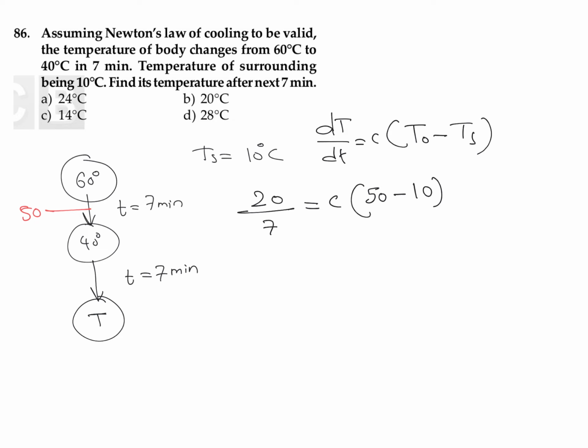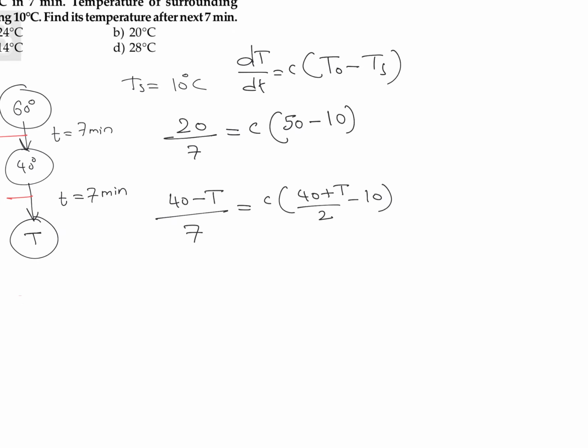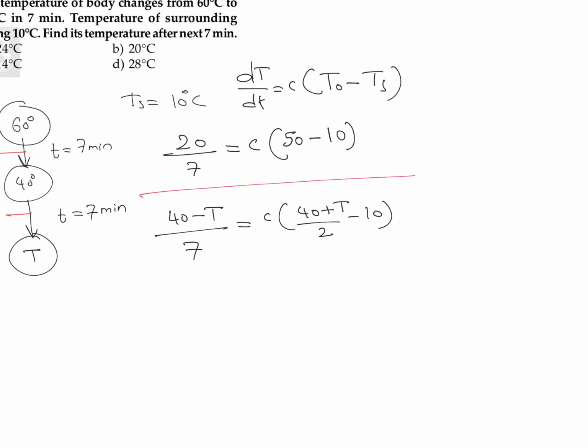Now in the second situation, the difference in temperature is 40 minus T, because we assume that the final temperature is T, divided by the time taken, 7 minutes, is equal to a constant into the average value. So the average value is going to be 40 plus T divided by 2. So instead of T average, we can write it as 40 plus T divided by 2 minus the temperature of the surrounding, which we take as 10. Now we can divide these two equations. So the 7 and 7 get cancelled.